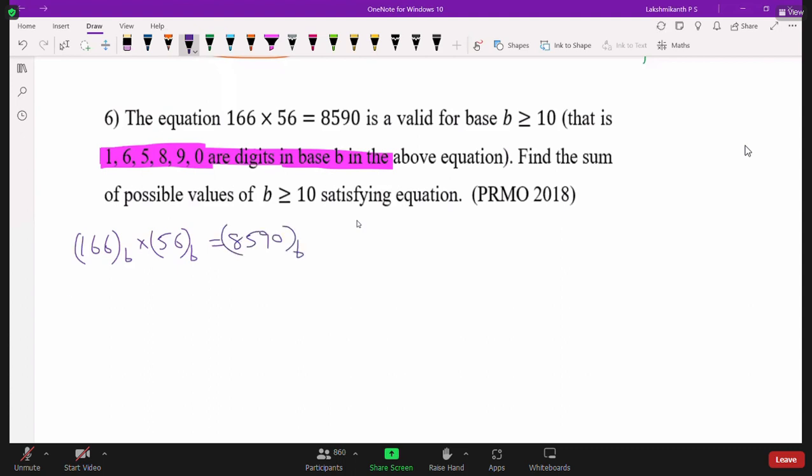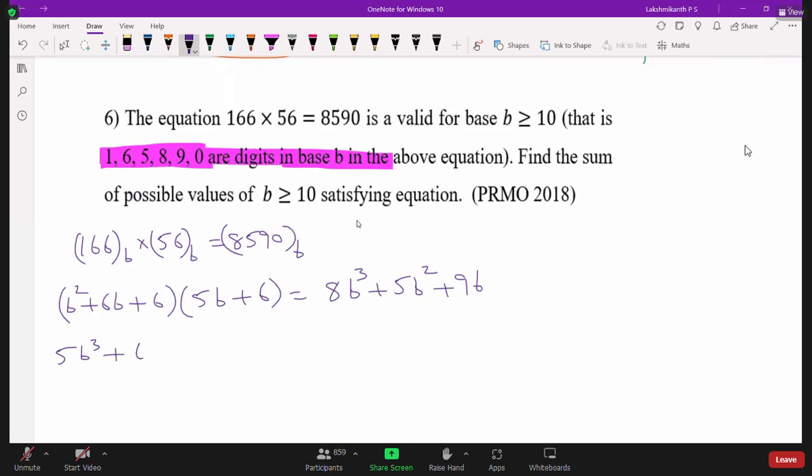Just to convert now, what is this? (B square plus 6B plus 6) times (5B plus 6) is equal to 8 times B power 3 plus 5 times B square plus 9B. Now you need to simplify. B square into 5B is 5B power 3, plus B square into 6 is 6B square, plus 6 into 5B is 30B, plus 36, is equal to 8B power 3 plus 5B square plus 9B.